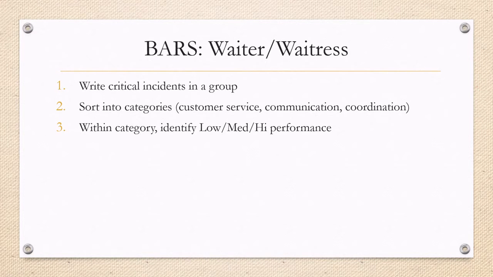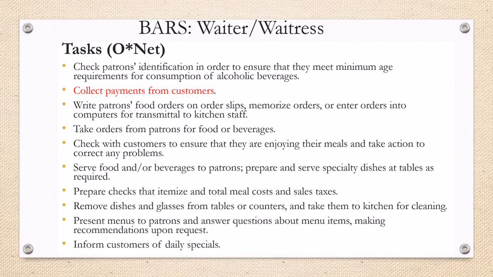If we look at the behaviorally anchored response scale, the BARS, and we wanted to create a form for that, we would try to write critical incidents and then group those into categories. And within each category, identify what low, medium, or high performance is by writing descriptions of what the behaviors would look like.